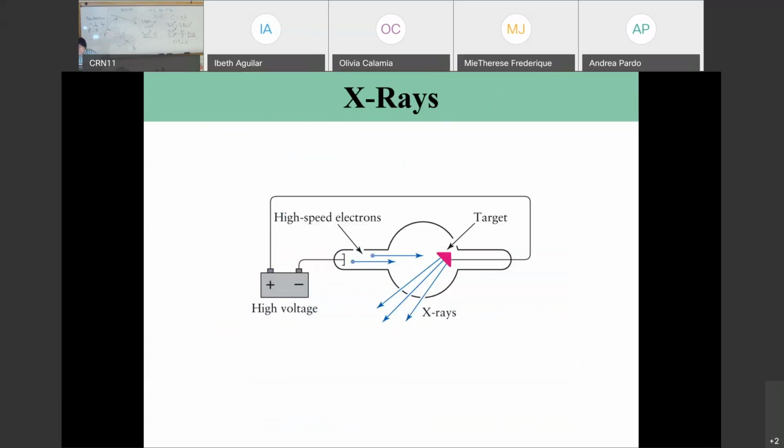Then you have X-rays. So now is when you can apply some of what we did before. We have a DC voltage in there, and you can have electrons being accelerated due to the voltage, and then you have a target. Depending on how fast they move, electrons can emit X-rays, like that. All right?